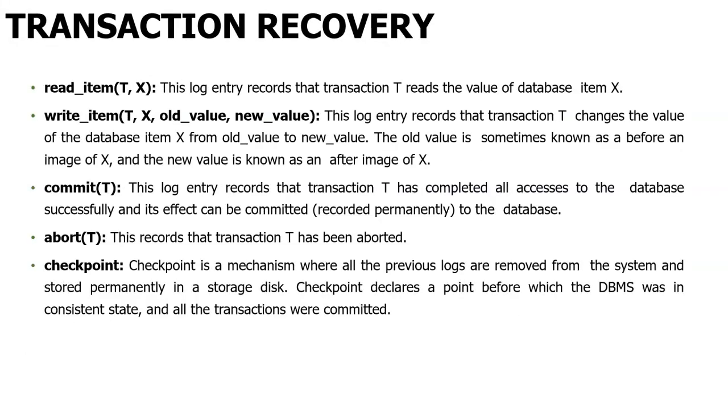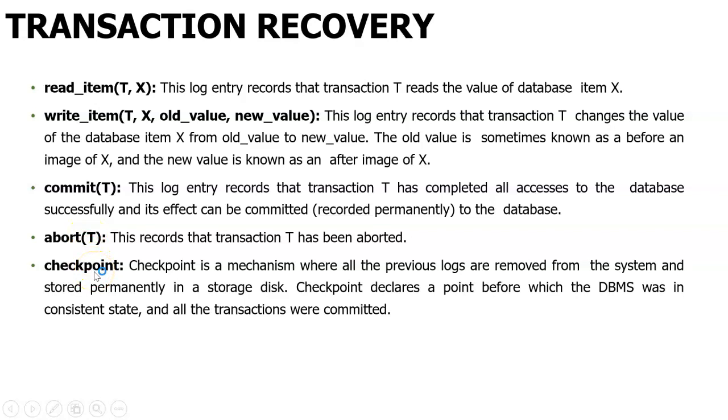I have read item: the transaction reads the value of x, what the old value is and what you are going to update. That is write item. When you do a write, you are going to write something newly in the file. So what is going to be written? The old value and the new value. And commit: that is, you are going to save that process. Abort: you want to undo that process.